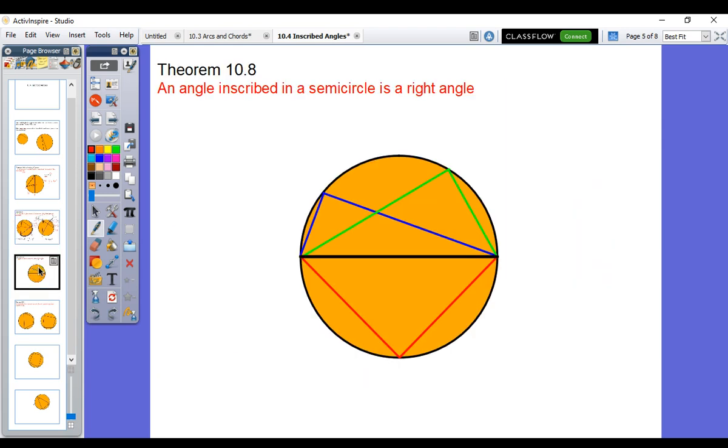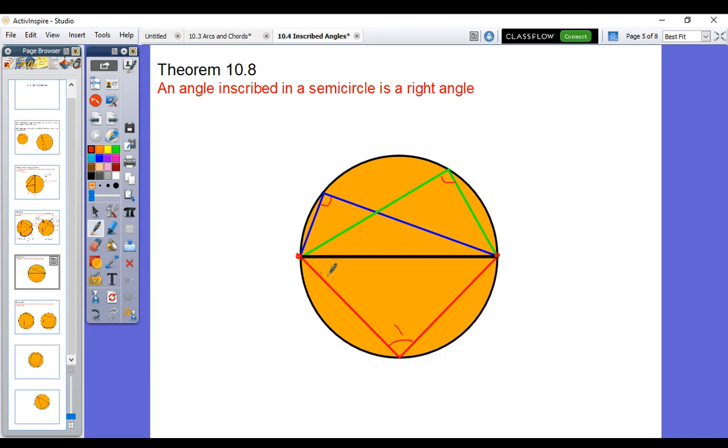States that an angle inscribed inside a semicircle is always 90, a right angle, which makes sense. Look at all three of these angles: this angle right here, this angle right here, and this angle right here. They all have the same endpoints, there to there.